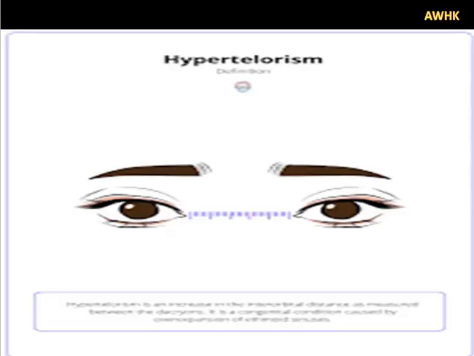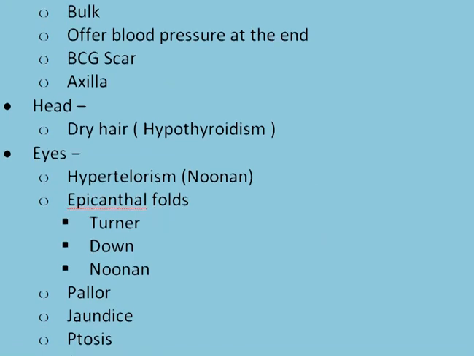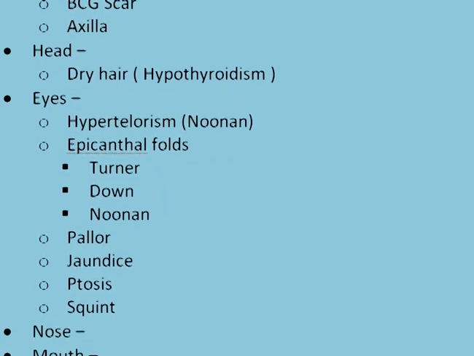So how to check whether the child has hypertelorism? So you have to measure the inner epicanthal distance from both eyes. The normal range is from 1.5 to 2.5 centimeter. Some people can measure the interpupillary distance or the external canthal distance. Then check the pallor, jaundice, ptosis, squint.